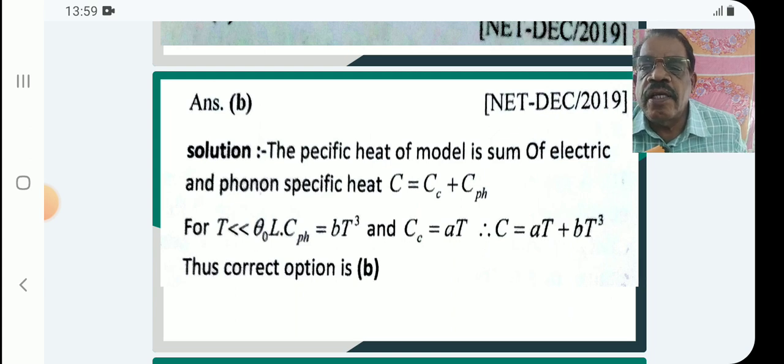The specific heat of a metal is the sum of the electronic and phonon specific heat. That is C is equal to C electrical plus C phonons. For T much less than Debye temperature, C phonon is BT cubed, and C electronic is sigma T. So resultant C is sigma T plus BT cubed.